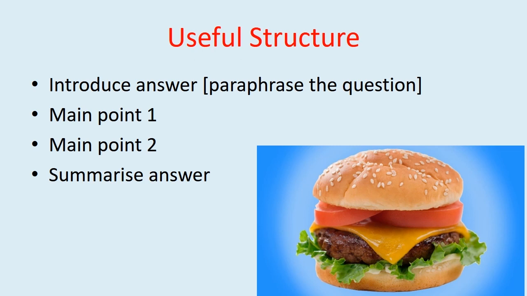To answer questions in part 3 of the IELTS speaking test, we can use a structure that resembles a burger. We can think of the buns as being an introduction and summary or conclusion to our answer. Then we have our main ideas represented by the meat, cheese, tomato and lettuce. Let's look at these each in a bit more detail.